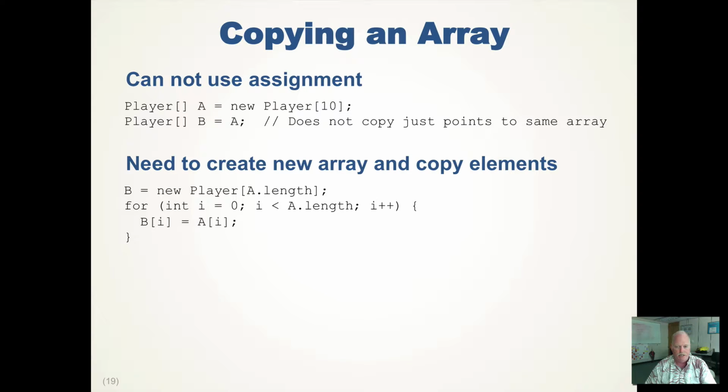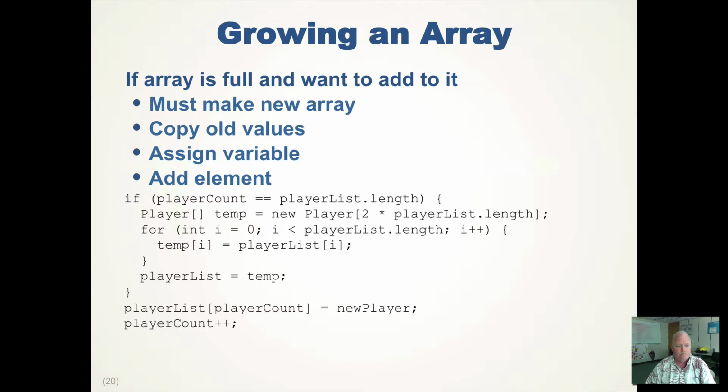So we need to create an array, a new array, so we need to say B equals new player array, and we give it the length of A, and then we need to actually copy all the items from A to B, and that will actually create the array and copy all the elements.